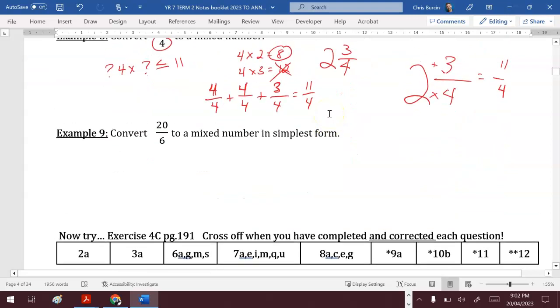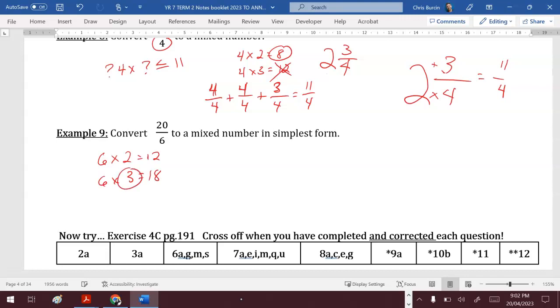Now convert this biggie to a mixed number, and we have to put that mixed number in simplest form. I've got 20 over 6, so what's going to get me close to 20? 6 times 2 is 12, not close enough. 6 times 3 is 18, bingo. So our whole number is going to be 3, and the difference between 20 and 18 is 2. 3 and 2 sixths are left over. Again, you can do 6 sixths, that's 1, plus 6 sixths, that's 2, 6 sixths, that's 3, plus 2 sixths, and that's going to add up to 20.